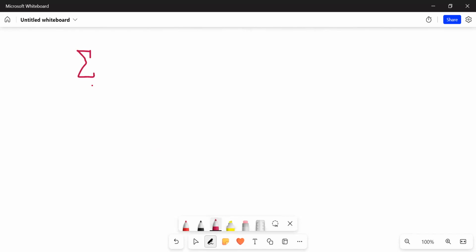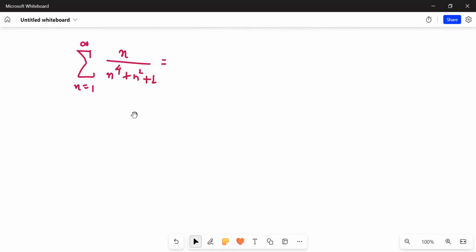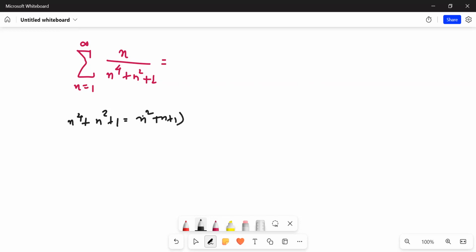So let us try to find what would be the sum of n equals 1 to infinity of n upon n raised to power 4 plus n square plus 1. We want to find this. From our elementary algebra, we know that n to power 4 plus n square plus 1 can be written as n square plus n plus 1 times n square minus n plus 1.